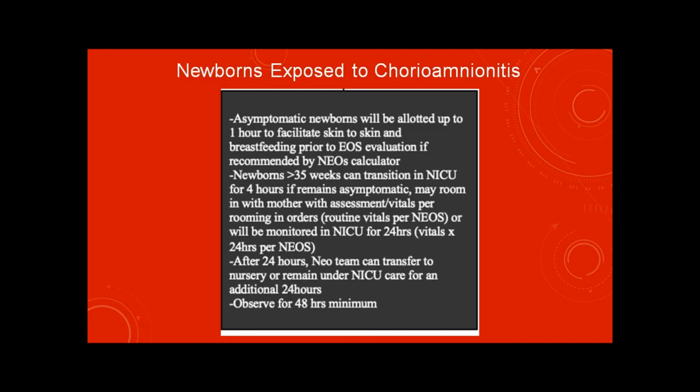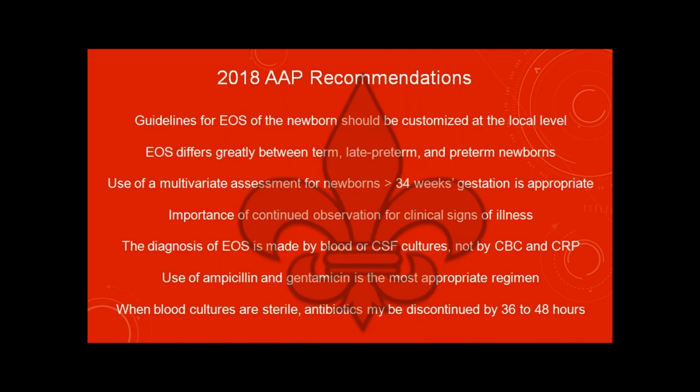And the key is appropriate observation. These babies need a minimum of 48 hours of observation, despite the method of delivery. And so when we look at the AAP recommendations, they should be customized at the local level. We know that EOS differs greatly between the term, late preterm, and preterm newborns. It's anywhere between 6 to 10-fold increase in early-onset sepsis between term and preterm. Use of the multivariate assessment for newborns, that's where the calculator comes in.